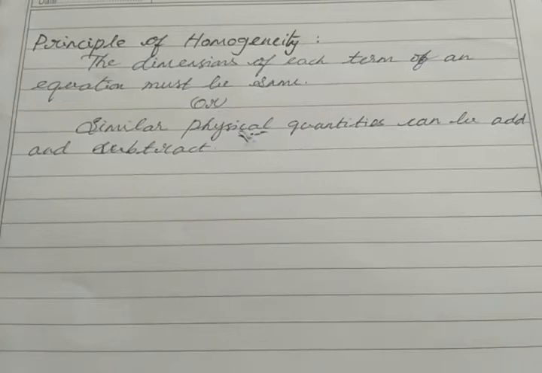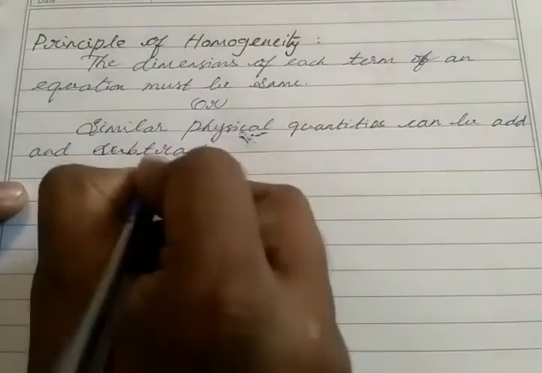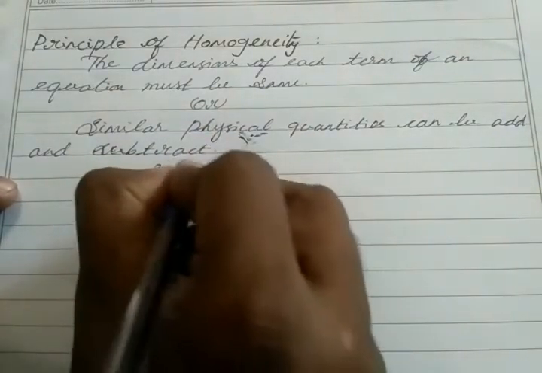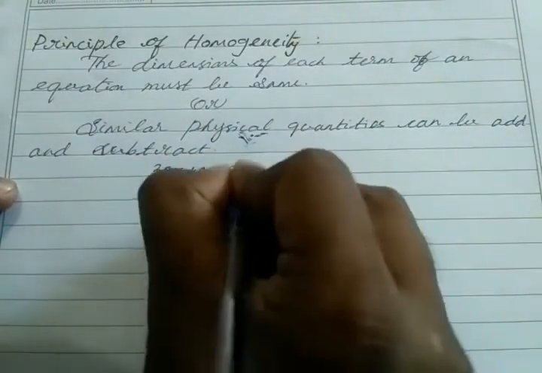So the principle of homogeneity says that the dimensions of each term of an equation must be the same. We have one equation and that equation has some dimensions. The dimensions of each term should be equal, or we can say similar physical quantities can be added and subtracted. For example, if one process takes 3 second and another process takes 4 second, adding these two gives 7 second, right?